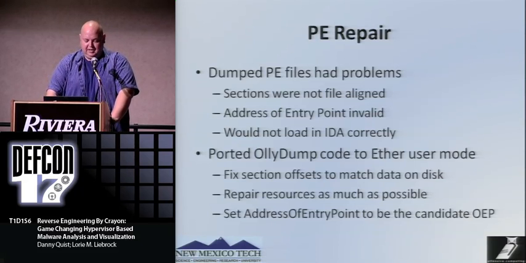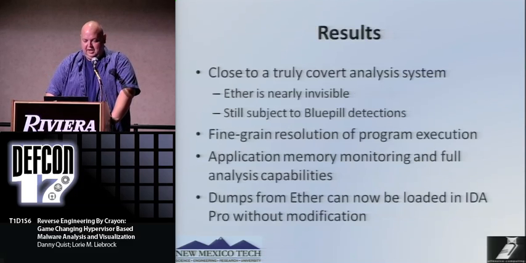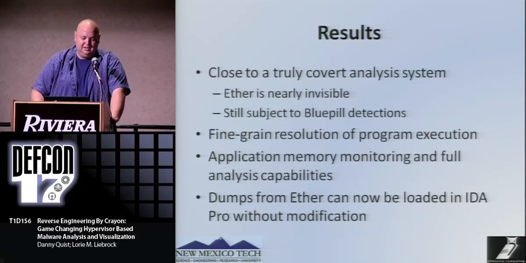So basically all I did is I took the code from ollie_dump and used that to fix the section offsets and repair the resources as much as possible. And then setting the address of the original entry point to the correct place allowed it to be loaded inside of IDA.